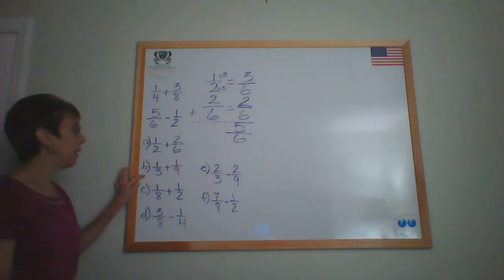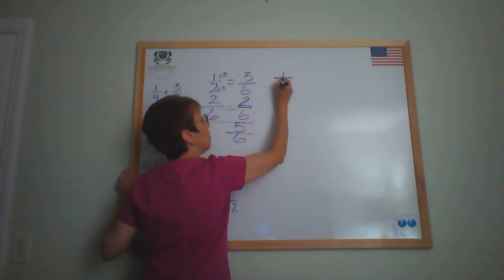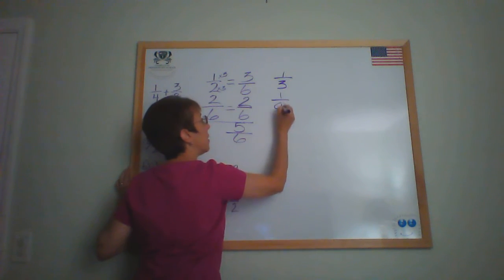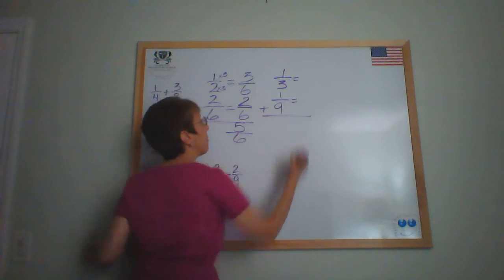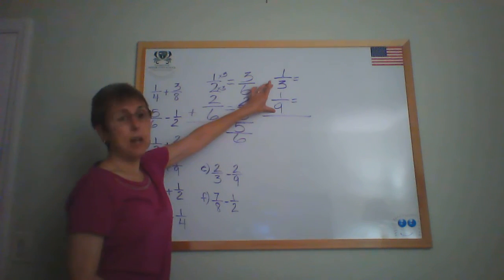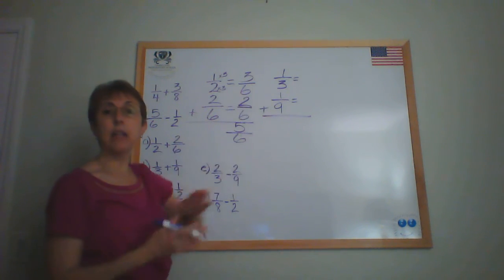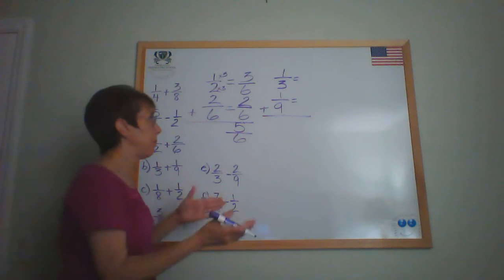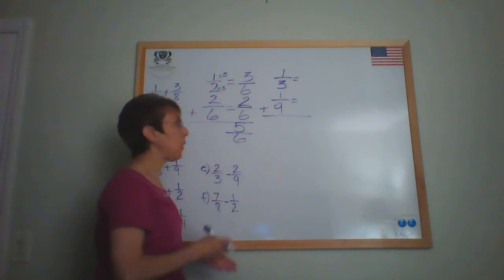The next one in your practice, B, is 1/3 plus 1/9. Okay. Look at your denominators. You have thirds and ninths. How are thirds and ninths related? How are 3 and 9 related? What can you do? You multiply 3 by 3 and it equals 9.